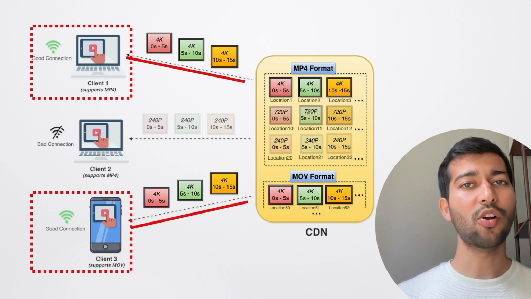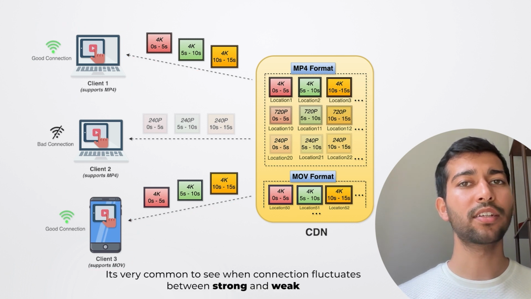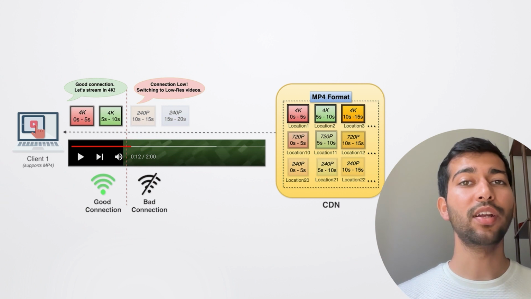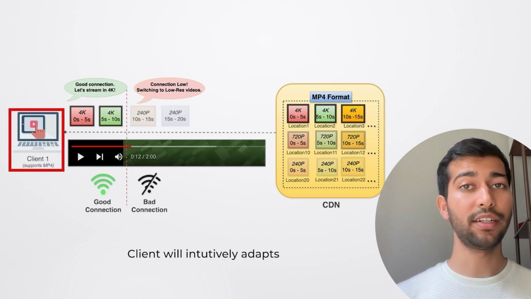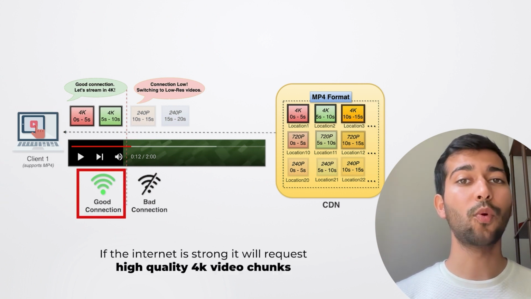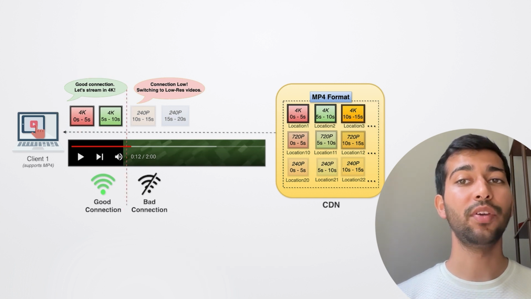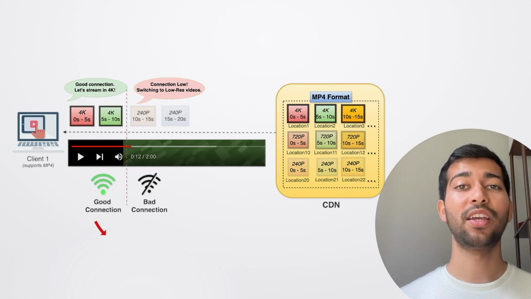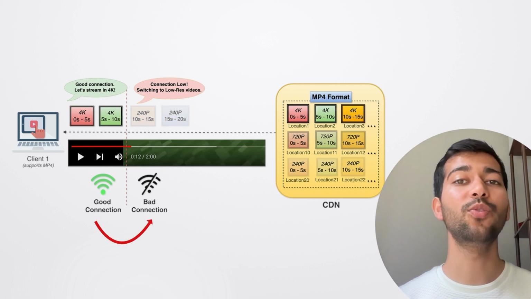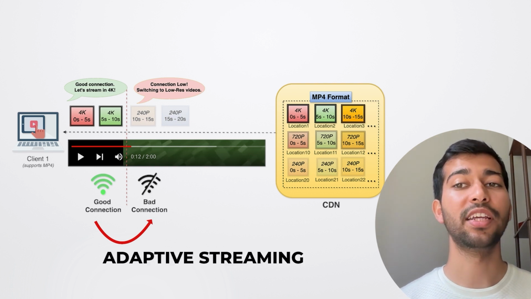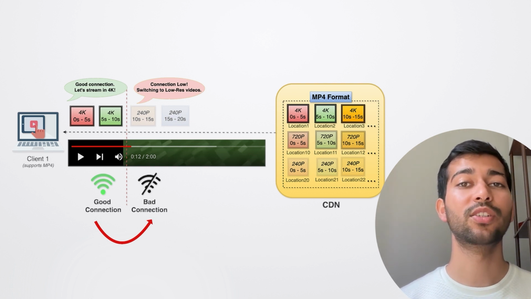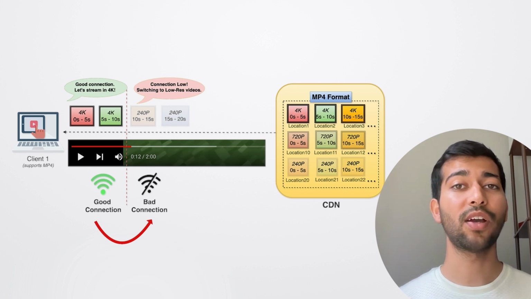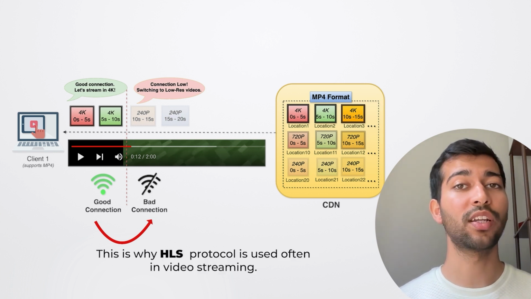Well, it's a very common situation to see the connection fluctuate between strong and weak. In this case, the client will intuitively adapt. When the internet is strong, it will request high quality chunks, and when the connection weakens, it requests low quality chunks. This adaptive behavior ensures a very smooth viewing experience. This process is known as adaptive streaming, and the HLS protocol supports it very well. And that is why we use HLS so often in video streaming.